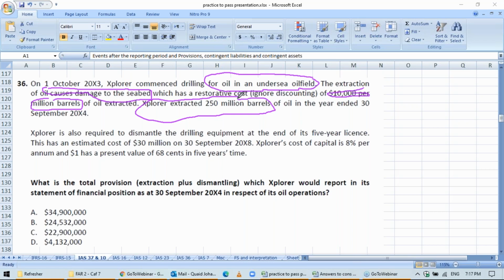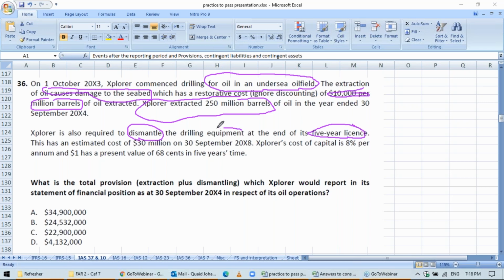So it has got bound and it has now to record the liability. Okay, now the second thing, second paragraph. Explorer is also required to dismantle, which means to remove and separate all the equipment from the seabed. Dismantle means to separate out, and it's the opposite of assembling. Assembling means to join, dismantle means to separate it out. At the end of the 5-year license, so after 5 years' time, it will have to dismantle the equipment.